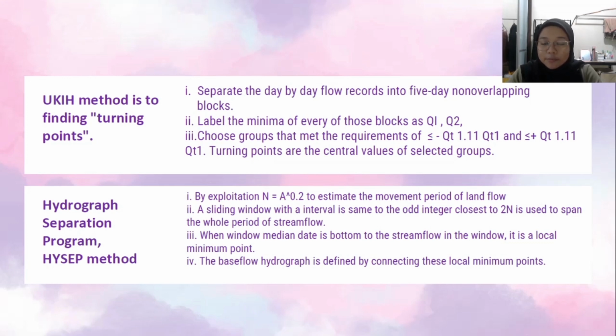For the hydrograph separation program method, the equation N equals A to the power of 0.2 is used to estimate the period of movement of inflow. When the window median depth is equal to the stream flow, it is called a local minimum point. By connecting these local minimum points, we can define the base flow hydrograph.